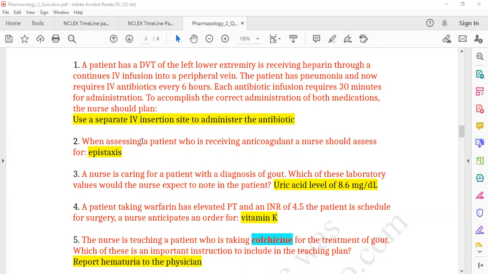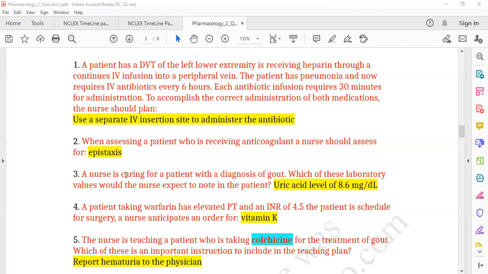When assessing a patient who is receiving an anticoagulant, a nurse should assess for epistaxis. The side effect of anticoagulants is that the patient develops a bleeding tendency, a bleeding disorder. So we should assess for nosebleed, which we call epistaxis. We check for petechiae, ecchymosis, or any other bleeding tendency.